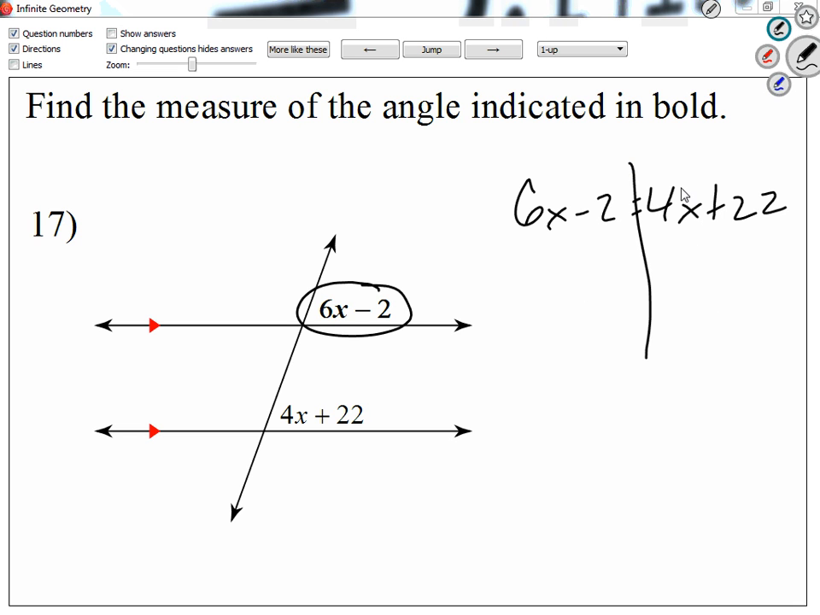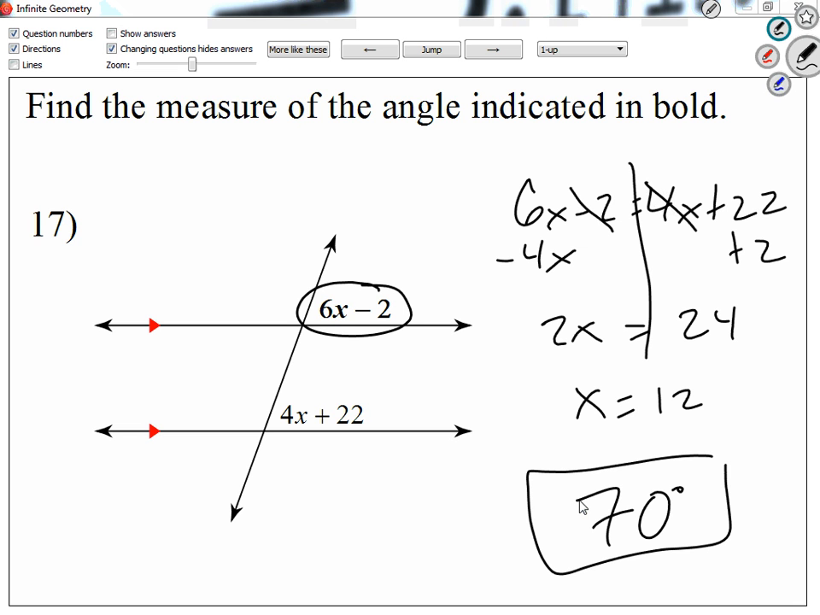So on the left side, my 4x, let me move it as a negative on the left. My negative 2, let me move it as a positive 2. So I get that 2x equals 24. How big is x? X equals 12. And we're not quite done yet. Plug it into your formula: 6 times x minus 2. So 6 times 12 minus 2. What do you guys get? 70.